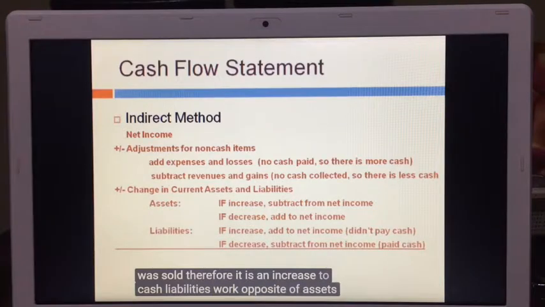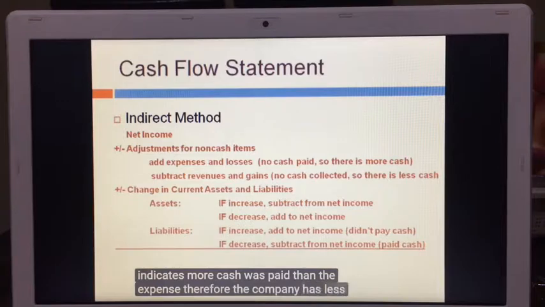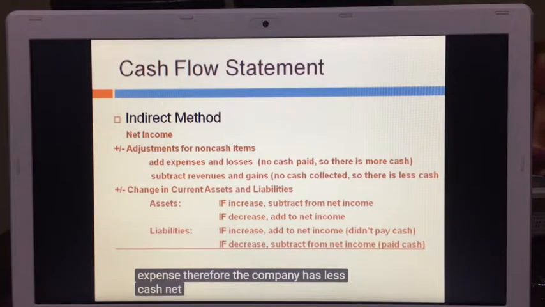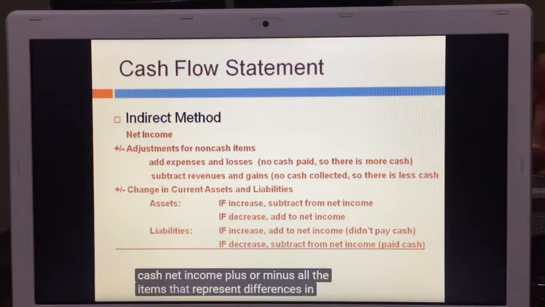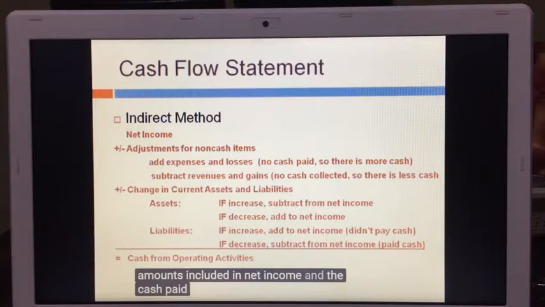Liabilities work opposite of the assets. An increase in a current liability indicates cash was not paid and therefore the company has more cash. A decrease in a current liability indicates more cash was paid than the expense, therefore the company has less cash. Net income plus or minus all the items that represent differences between the amount included in net income and the cash paid.